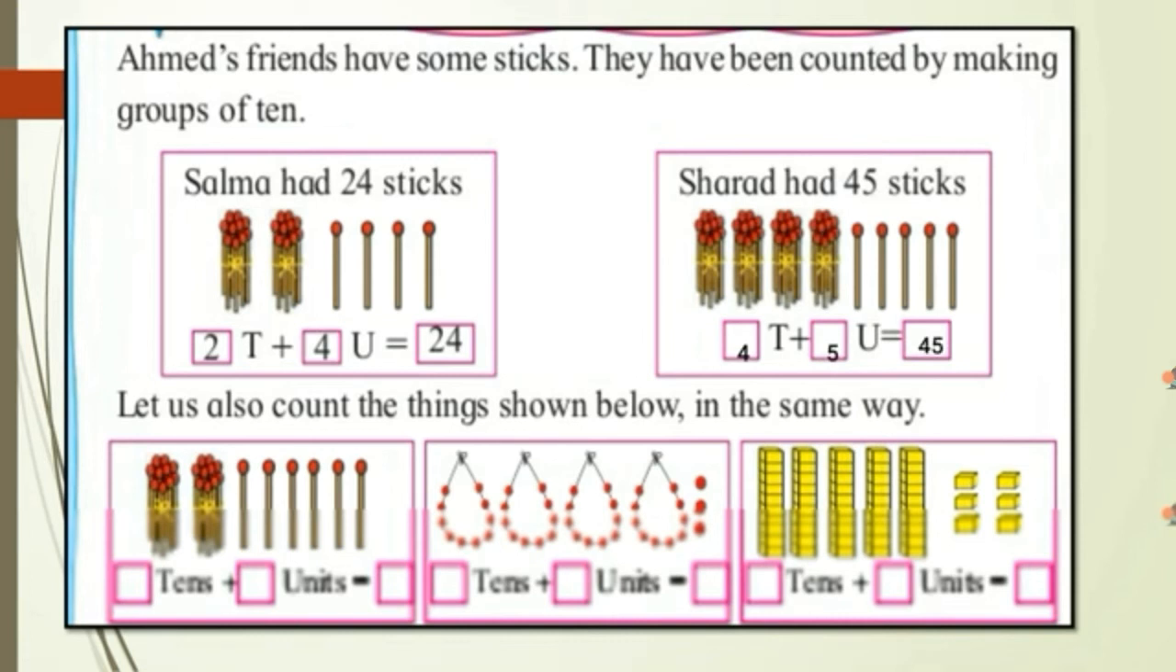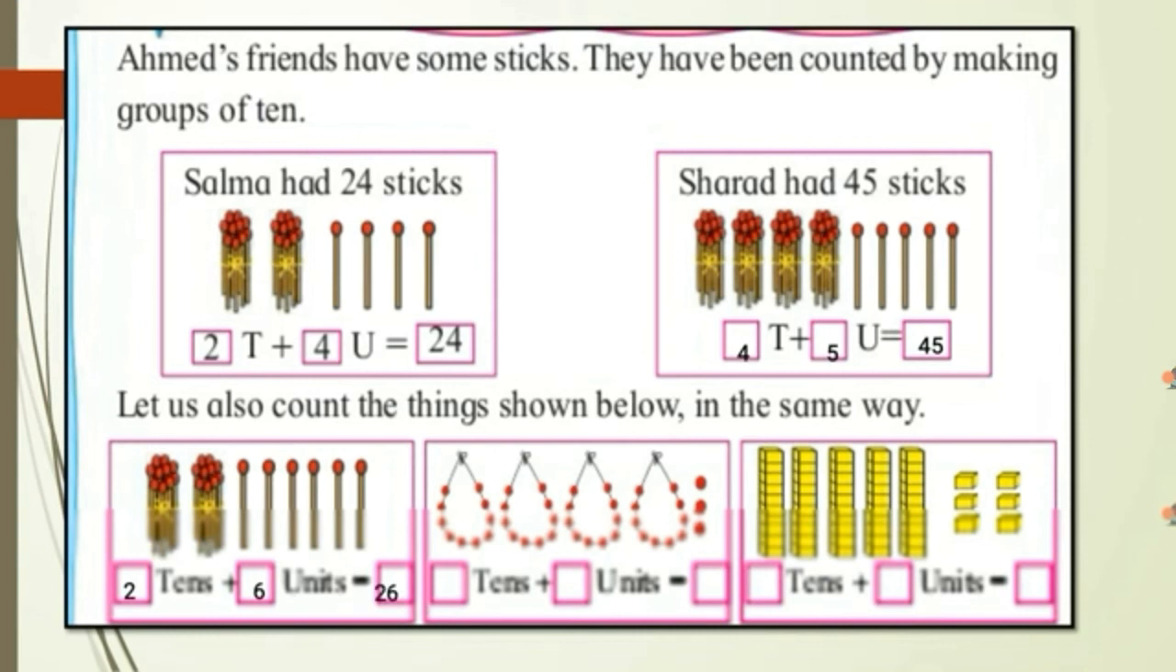Then see here also, two groups. You can see the two groups here. Each group has 10 sticks. Okay. That means 2 tens are here. 2 tens means 20. Okay. Then we count the loose sticks. 1, 2, 3, 4, 5 and 6. Okay. How many sticks are here? 6. Then we get the number 26.